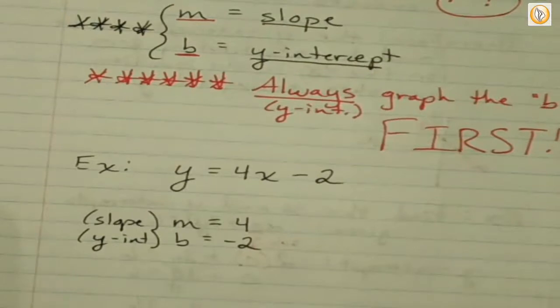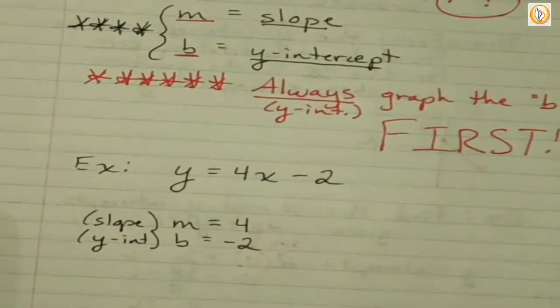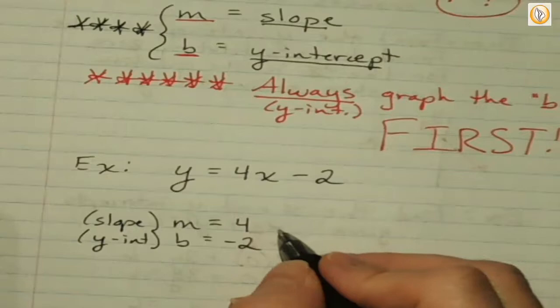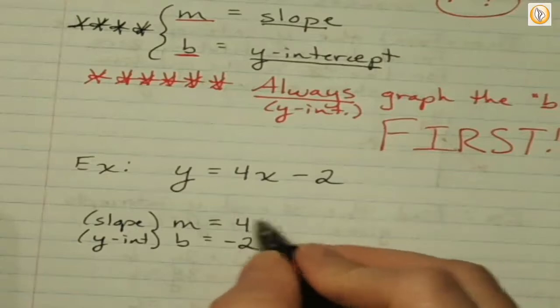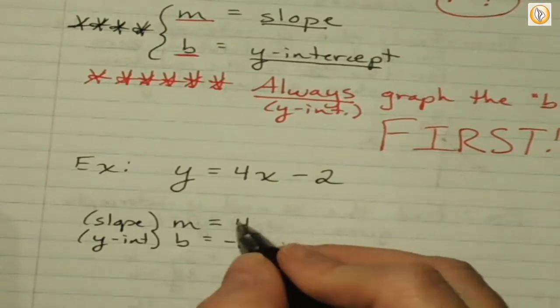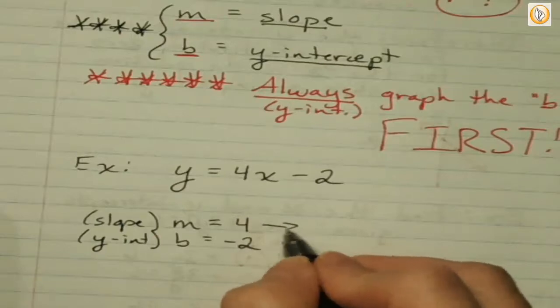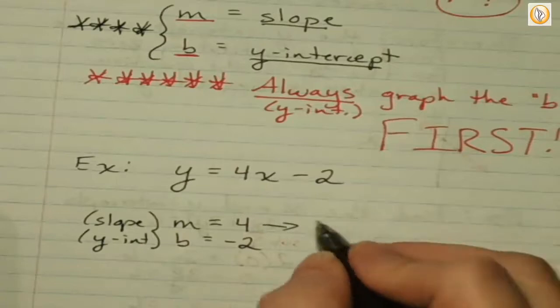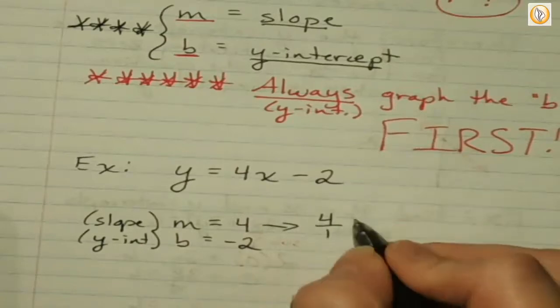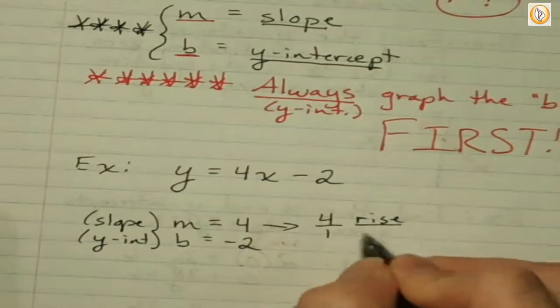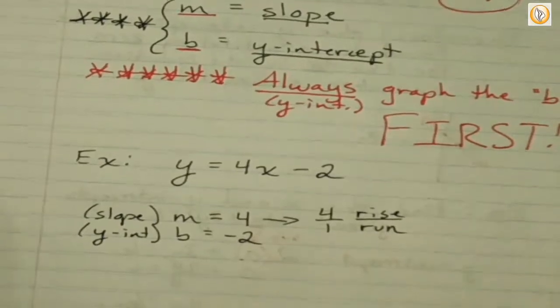Quick question. What does the slope look like? Does it look like a whole number or a fraction? Kelly? Whole number. Does this look like a fraction? A 4? So, to be able to actually graph it, we want to do 4 over 1 because of rise over run. You were saying it is a fraction.